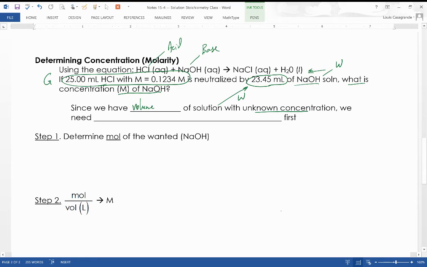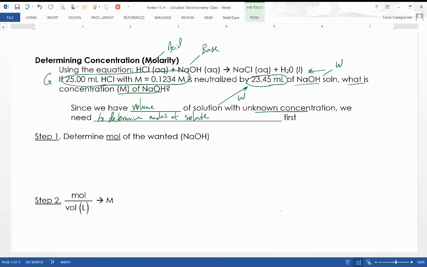We need to determine, now what do you need to determine molarity? You need the moles of the solute. So this calculation is going to be broken up for you into 2 steps. And this will be the case on the homework. This will be the case on the test as well. So if you see this two-step problem, it's going to hopefully solidify in your mind what you need to do.